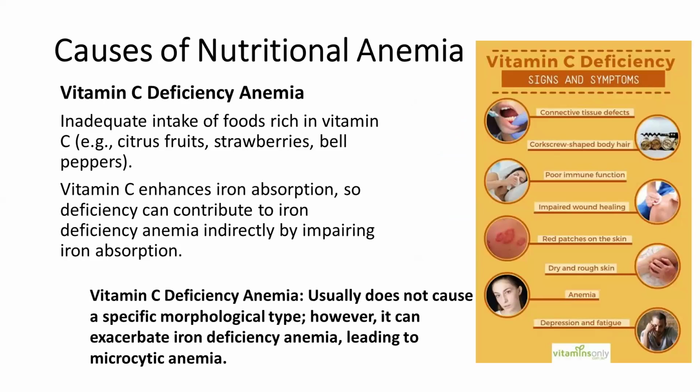Now, regarding vitamin C, deficiency classically does not cause anemia, but it is a very important factor. Inadequate intake of foods like vitamin C, that is citrus and strawberries and bell peppers, can cause this. Vitamin C enhances iron absorption, so deficiency can contribute to iron deficiency anemia indirectly by impairing iron absorption. Vitamin C deficiency usually does not cause a specific morphological type of anemia, but it can particularly exacerbate the iron deficiency anemia, leading to microcytic anemia.